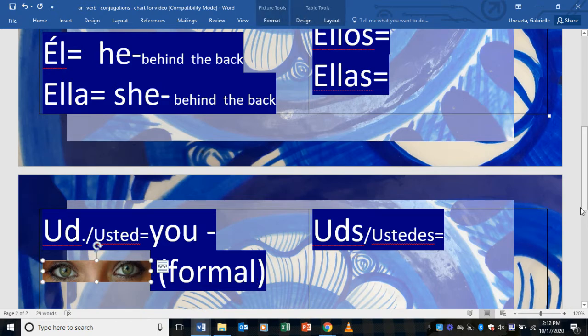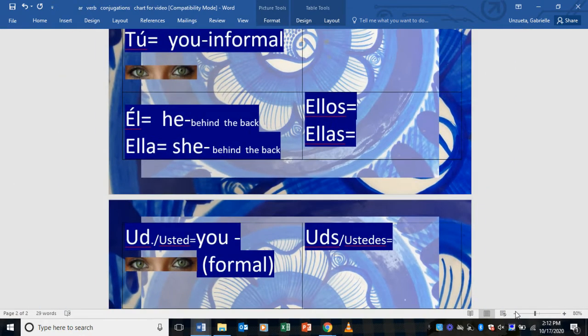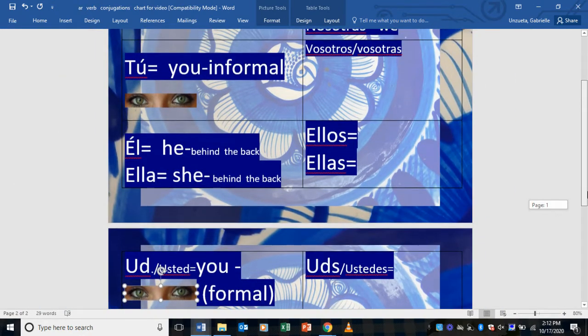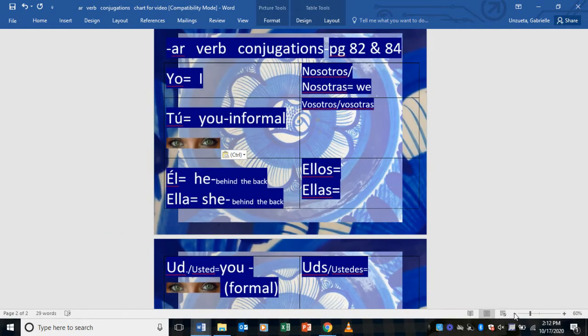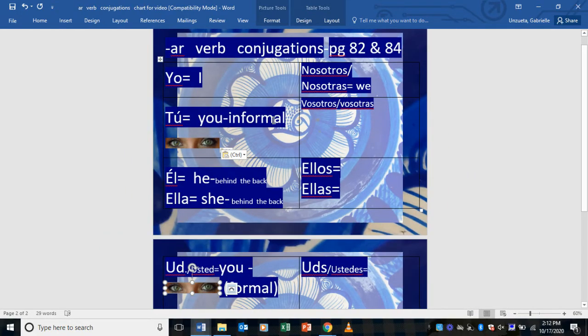Now, before we go any further, let's look at everything we've done so far. Let's shrink this a little bit further and look at this column, this side of the chart. Do you agree with me that this is the singular side of the chart? Because it's just one human being at a time. I by myself. You by yourself. He by himself. She by herself. So this is the singular side of the chart.